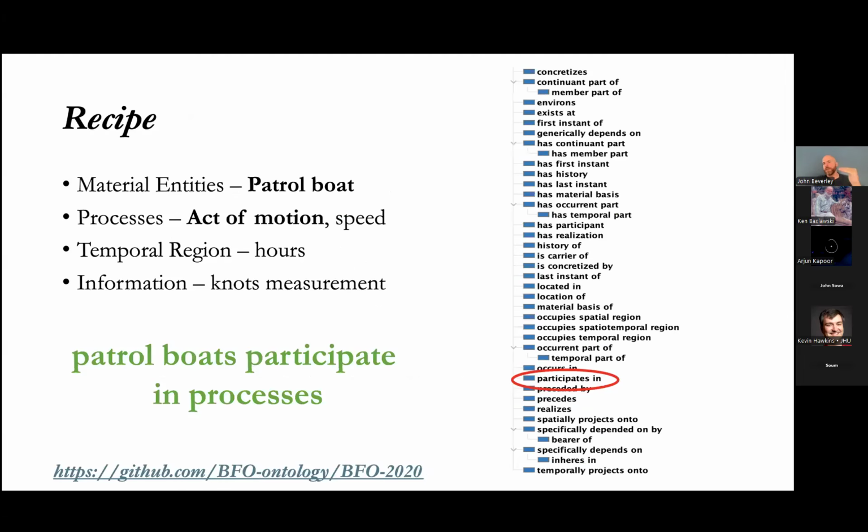And again, we just walk through procedurally. Patrol boats participate in processes, so there's a connection there. And we walk through each of these, the hours and the speeds, and the hours and the knots, and the measurements, and the motion, and the patrol boat, and all that good stuff. We map out that logical space.